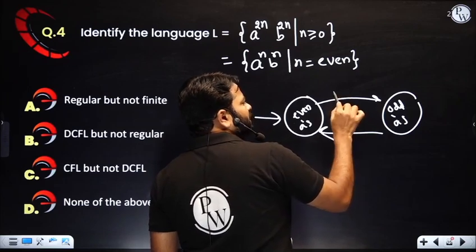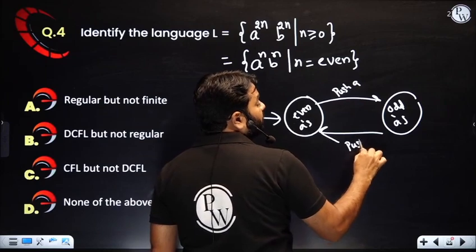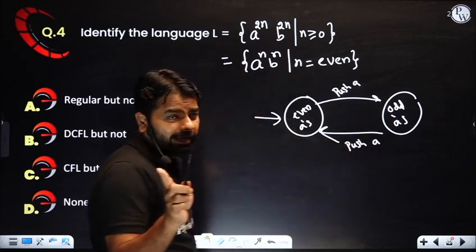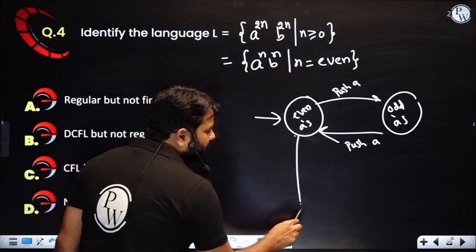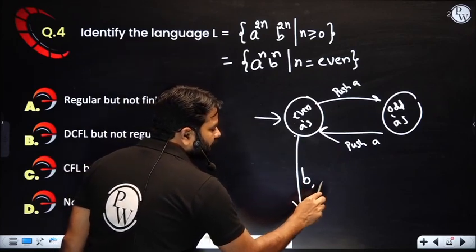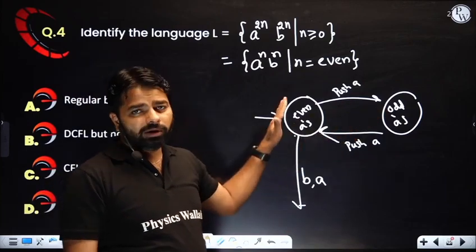Like anything happens, right? Push A. Here also push A, but you are reading A only. Read A, push A, read A, push A. But B should come only from here. B comma A should come from here only, because I need to guarantee even A's only happened.